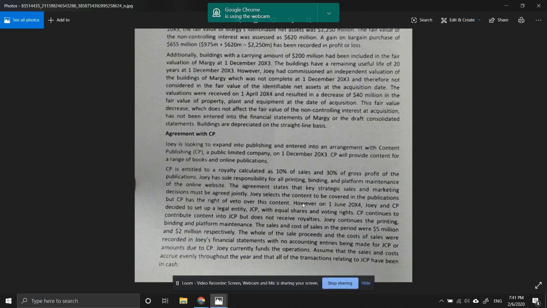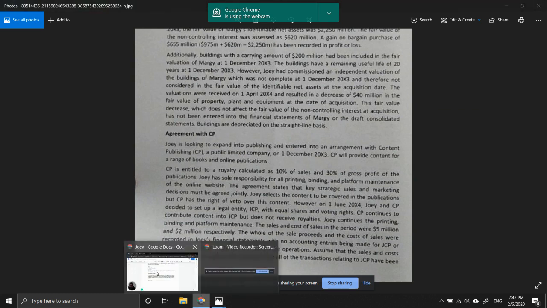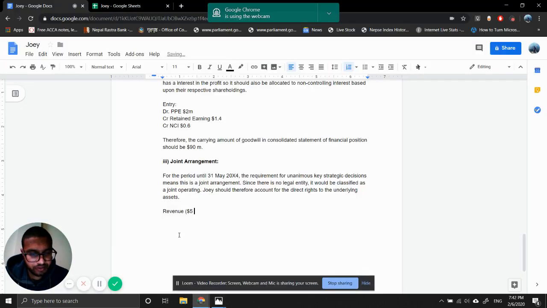5 million, right? So December, January, February, March, April, May, 6 months. Okay, good. So 6 divided by 12, right? So 5 into 6 divided by 12, this will be $2.5 million. And then COS is $2 million, right? 2 into 6 divided by 12, same thing, $1 million.